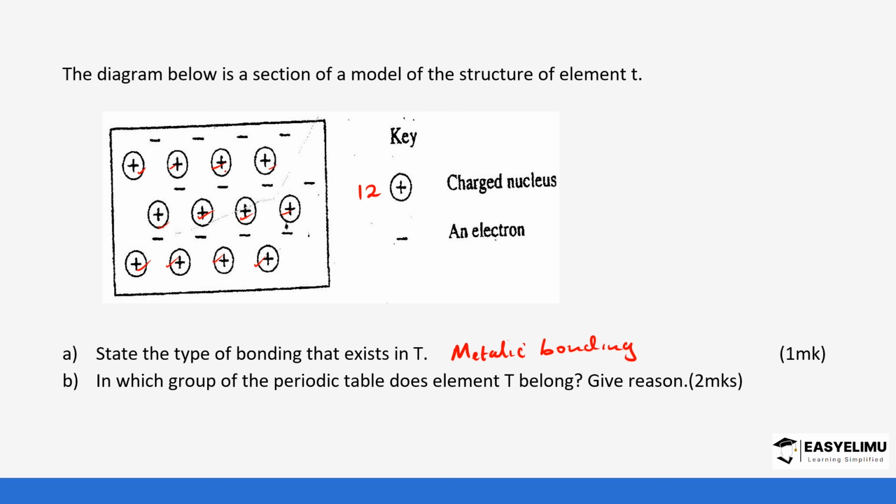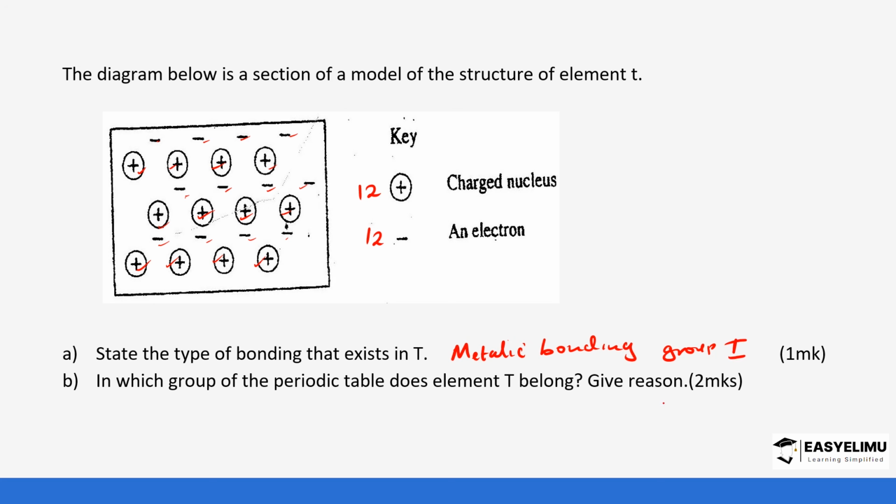Let's count the number of delocalized electrons present. 1, 2, 3, 4, 5, 6, 7, 8, 9, 10, 11, 12. So you can see the number of electrons and the positive nucleus are equal. So it means for every atom, there's one delocalized electron. This tells us that each atom has one delocalized electron. So this is group 1.